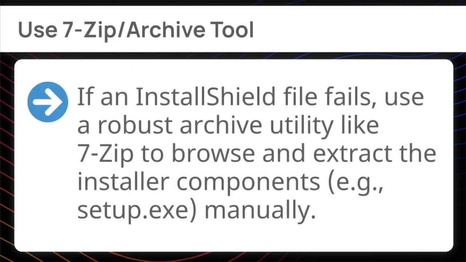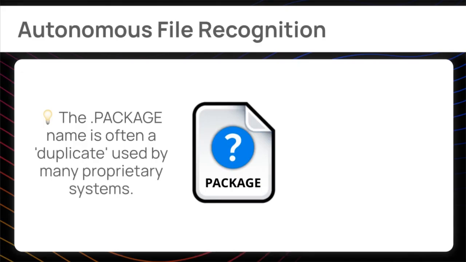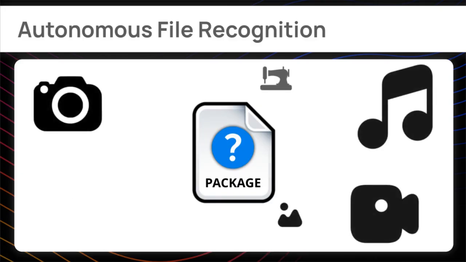If an InstallShield file fails, use a robust archive utility like 7-zip to browse and extract the installer components, e.g. setup.x manually. If compatibility checks failed, it is likely because the file extension name is shared by different developers for unrelated formats, causing your PC to use the wrong reading language.